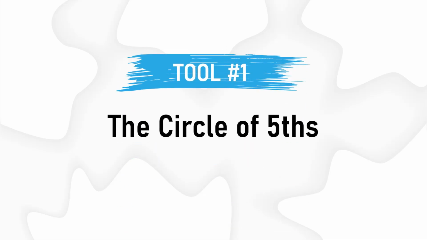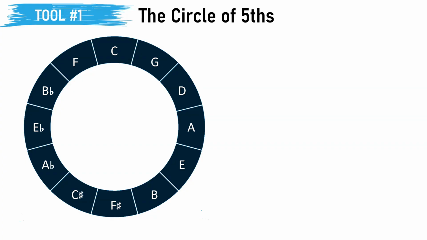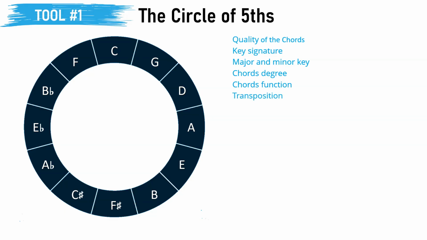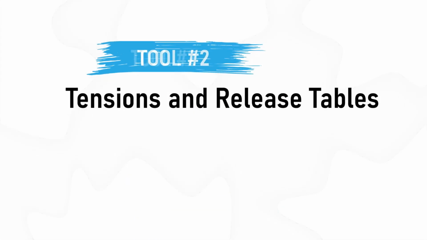The first one, of course, is the circle of fifths. So simple, so beautiful, so powerful. I have done a series of 8 videos about it. You can find the link in the description. If you manage it, you can easily get quality of the chords, key signature, major and minor keys, chords degrees, chords function, transposition, secondary dominant, progression 2-5-1, secondary diminished, modal scales, how to modulate, scale notes, intervals, triads, sevenths, and probably much more. The second tool I want to propose is actually just a table.